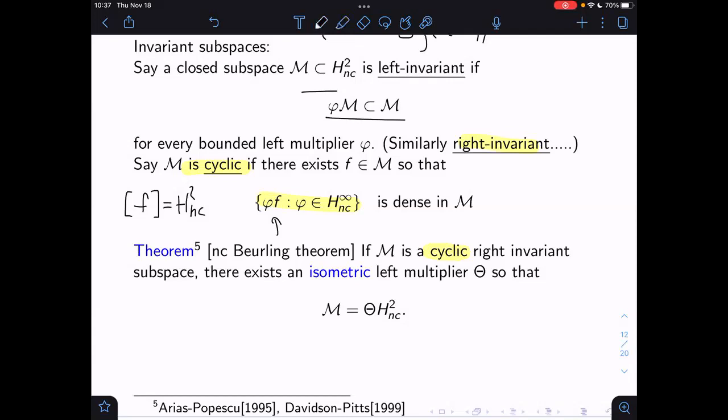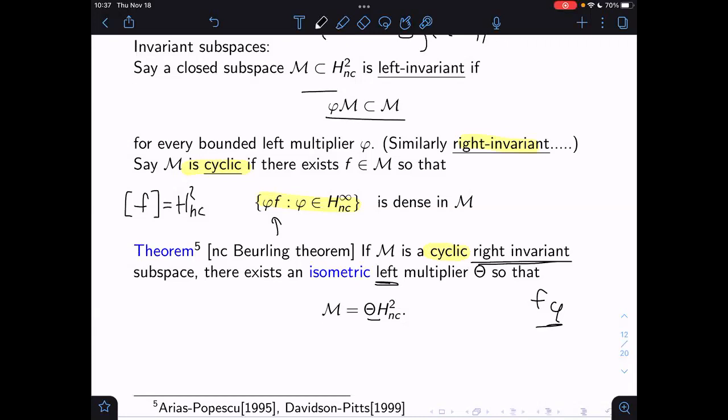But in the cyclic case, now I have to be careful about left and right. Here's what I'm going to do. I stated this as sort of left cyclic, but I could talk about right cyclic as well. Let me state the theorem in the right case. So here I'm looking at the right invariant subspace, F times right multipliers. One way to say Beurling's theorem is that the invariant subspace is the range of an isometry. And that's what happens here. If you keep track of left and right, a right invariant subspace will be in the range of a left isometric multiplier.